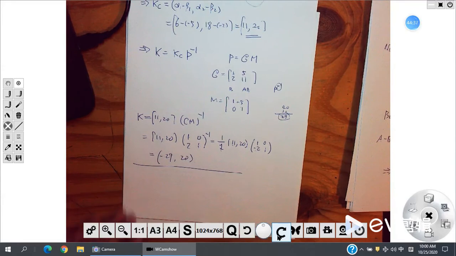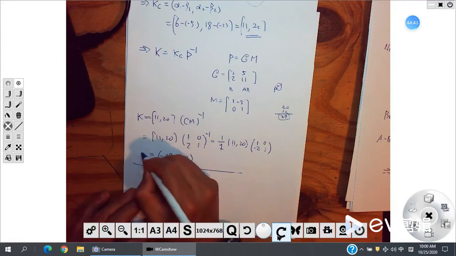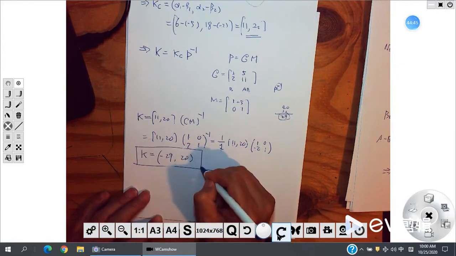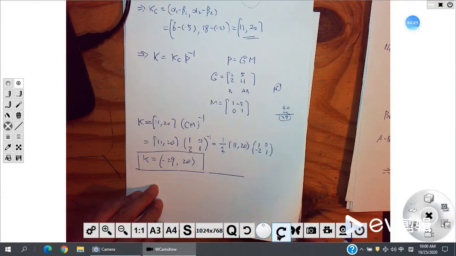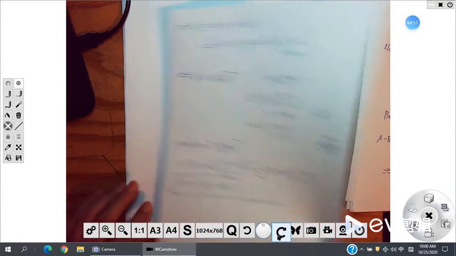We have the feedback. We use K for the parameters for the feedback. Then you can verify whether it is good. You can double check, verify.